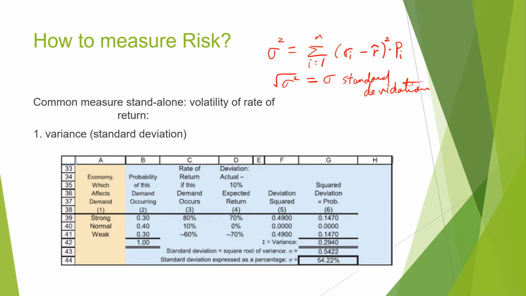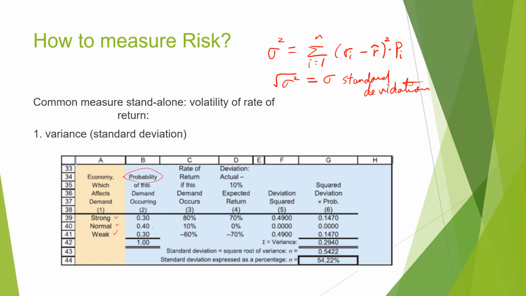Right? Well, in the spreadsheet, in the Excel sheet, we can find out, for example, with this example, we can find variances or standard deviation. Economy can be strong, normal, and weak. The probability of having strong economy is 30%, the normal case is 40%, the probability of having weak economy is 30%.